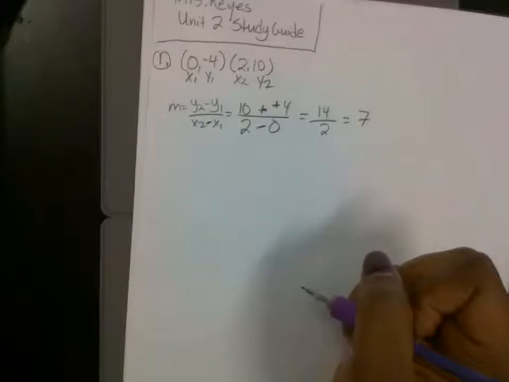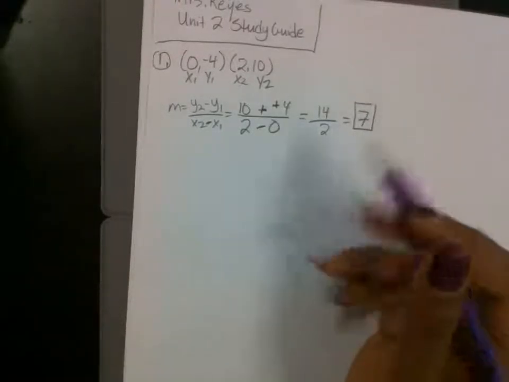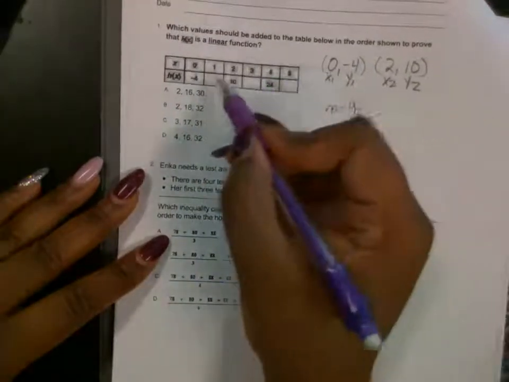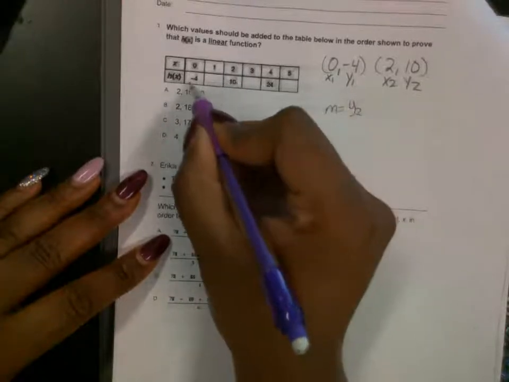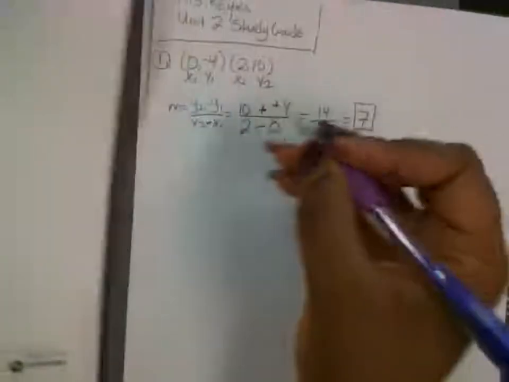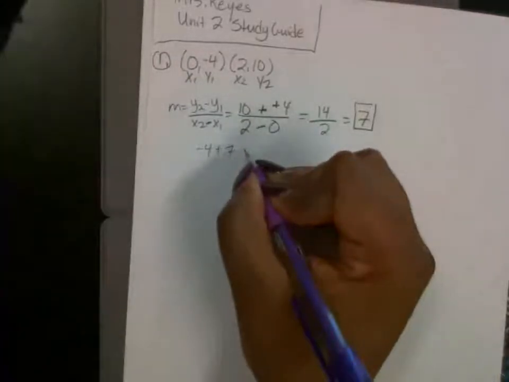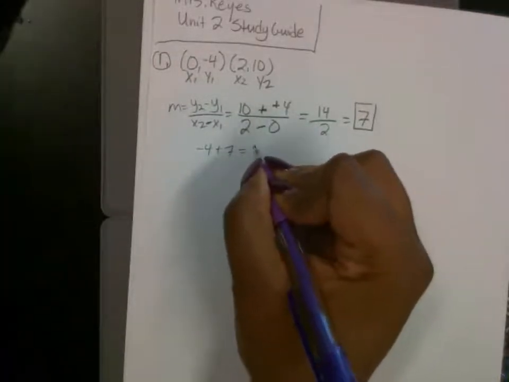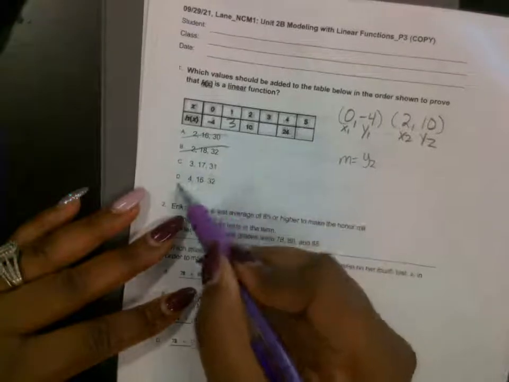How do I know it's going up? It's because my answer is a positive 7. Okay? So let's look at this then. If it's going up 7, we're going to add 7 every single time. So that's negative 4. We've got negative 4 plus 7, and that gives us 3. Okay? So we're going to put 3 here. So that eliminates these, doesn't it?